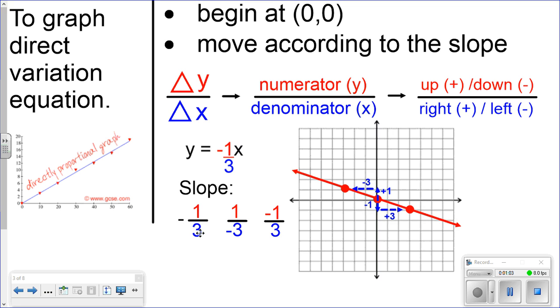So if I have this equation, y equals negative 1/3 x, our slope can be written as the negative in front of the 1/3. We can have the negative sign with the 3, or we can have the negative sign with the 1. So in this first one, 1 over negative 3 means go up 1, left 3, because it's a negative 3. And the negative 1 positive 3 means go down 1, right 3. But you can see that either direction, you're going to get a straight line.